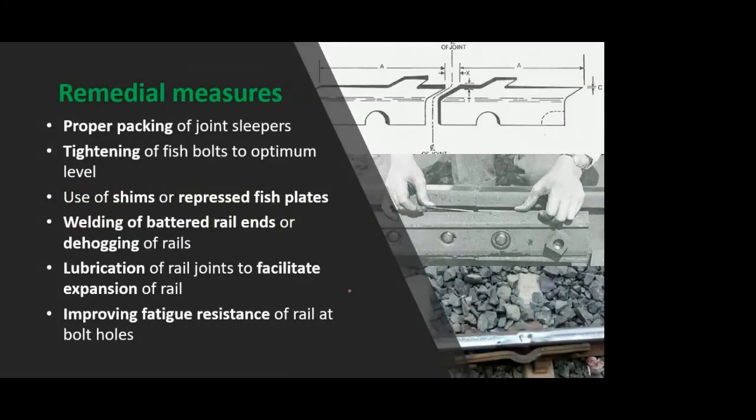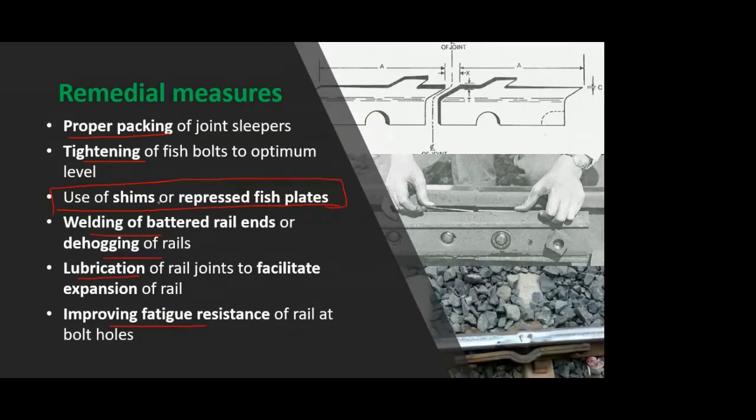Now, obviously, there are remedial measures for this. Some of them are quite obvious ones, such as the proper packing of the joints, the tightening of fish bolts, then the welding of rails and dehogging. If you provide welded rails, this battering and hogging will not come into picture. Then you need to provide lubrication so that the joints are well maintained, and improving the fatigue resistance.